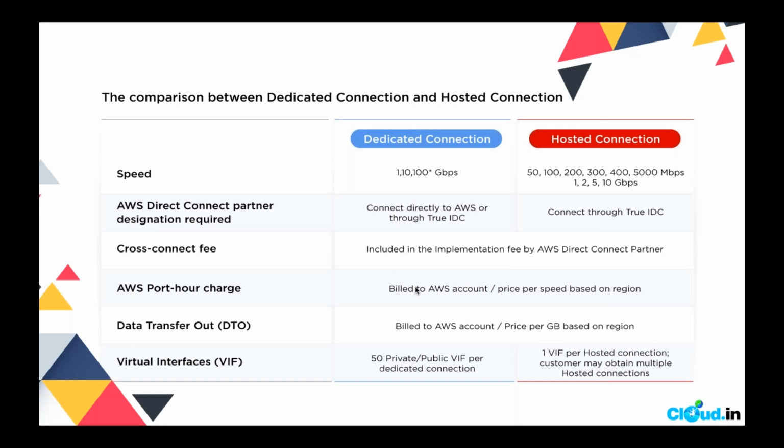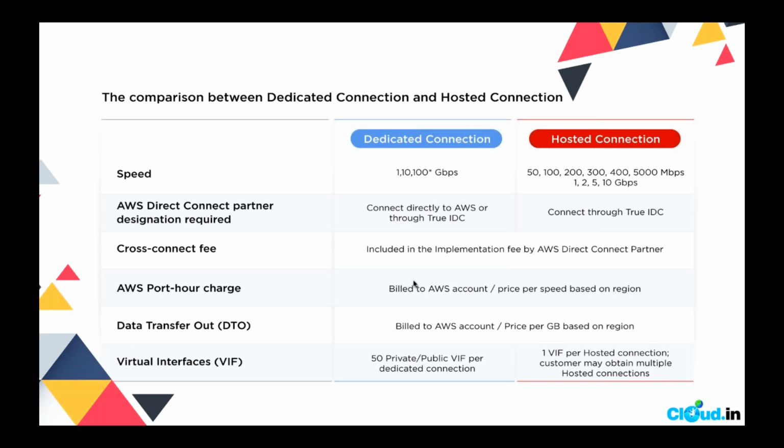Okay, so moving on, this is an overview diagram that we can understand. Just to go through this, the speed that a dedicated connection supports is up to 100 Gbps. But in hosted connections, as I said, it starts from Mbps and stops at 10 Gbps. The limit is 10 Gbps. So majorly it's used for Mbps network bandwidth connections. And the Direct Connect partner designation required for the dedicated connection is to connect directly to AWS or through your TrueIDC. But for hosted connections, you have to connect through your TrueIDC itself.